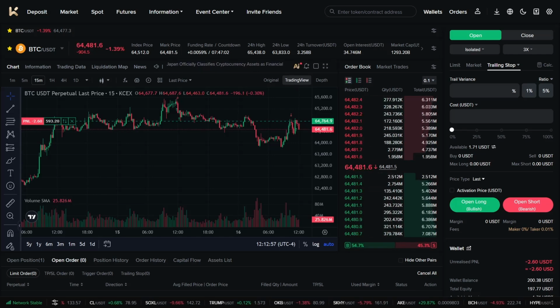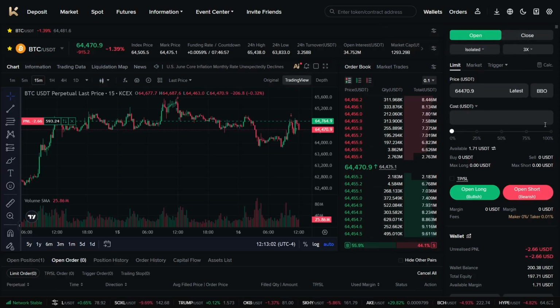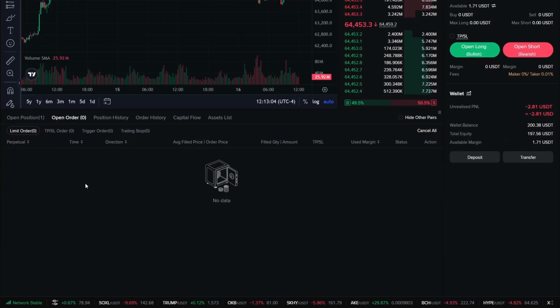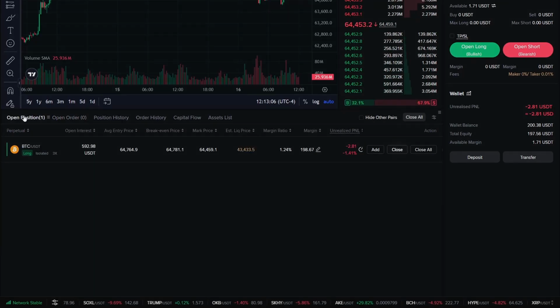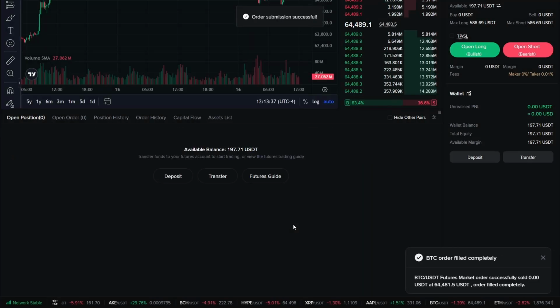If we wanted to close our trade, we can close it with a market or a limit order in the order panel, or we can scroll down to open positions and then click close. Here we can decide how much we want to close. We can choose the price, so it would be a limit order, or if we just click on market, it would give us the best price. We can click confirm, and we can see that our order was closed successfully.